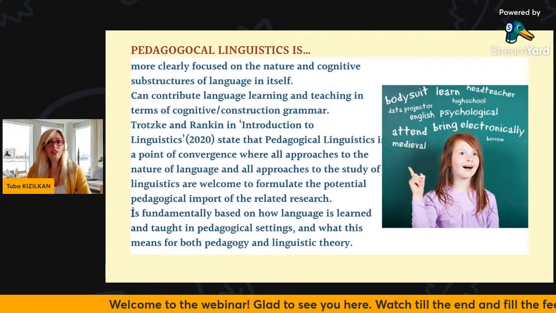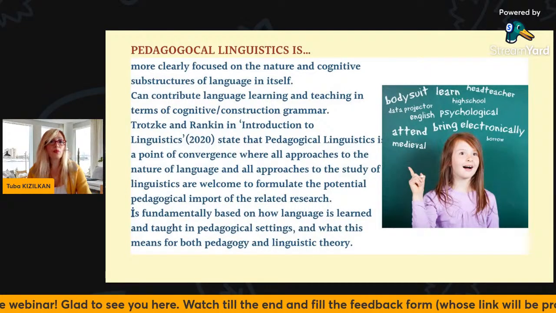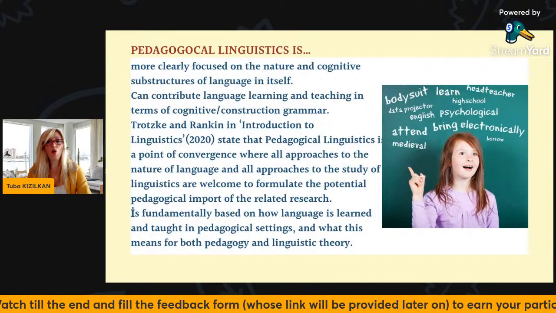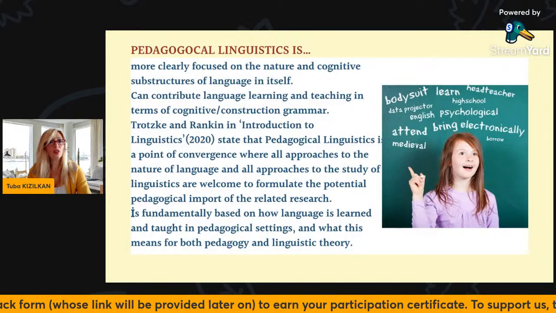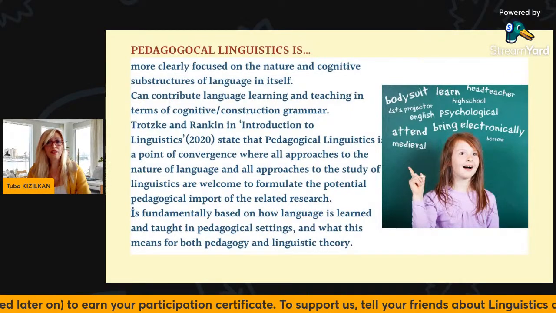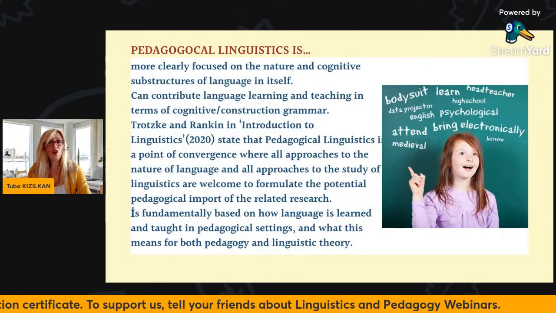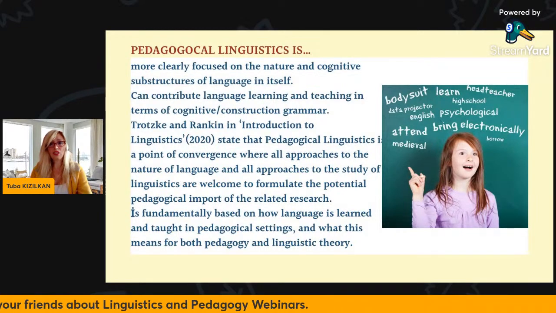And Trask and Rankin, in Introduction to Linguistics, also state that pedagogical linguistics is a point of convergence where all approaches to the nature of language and all approaches to the study of linguistics are welcome to formulate the potential pedagogical import of related research, and is fundamentally based on how language is learned and taught in pedagogical settings and what this means for both pedagogy and linguistic theory.